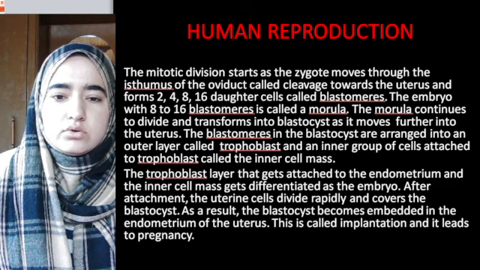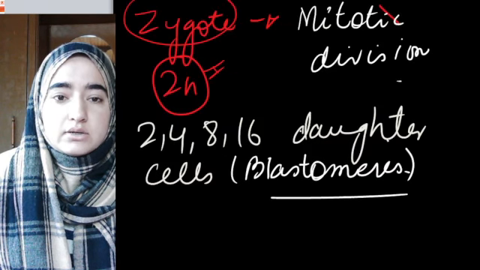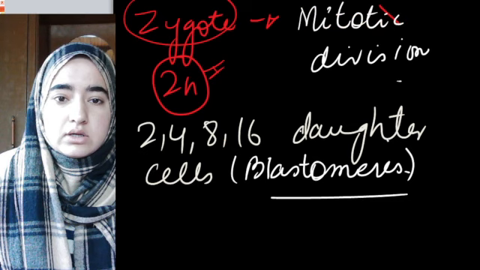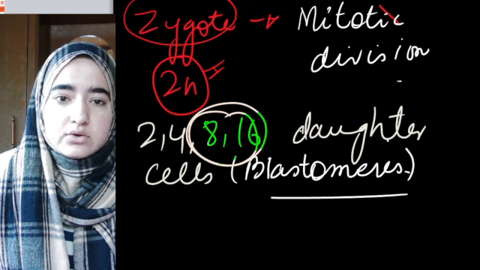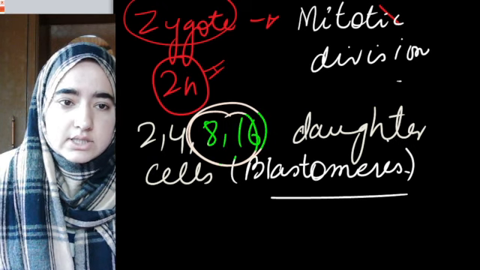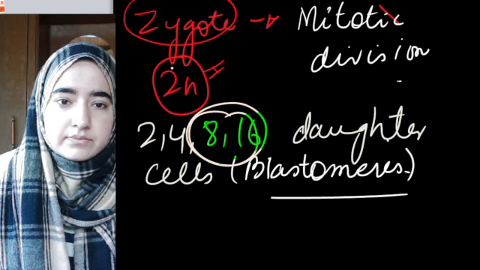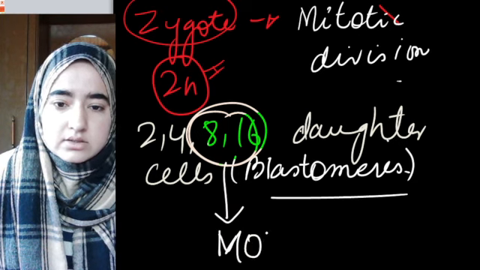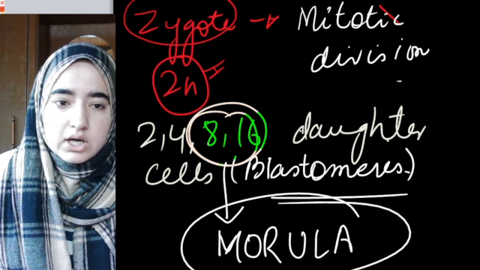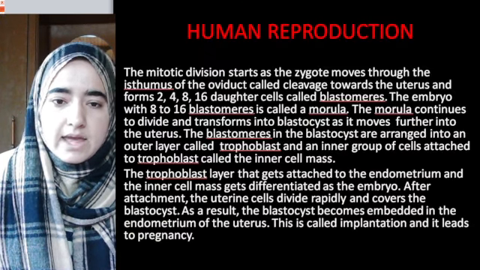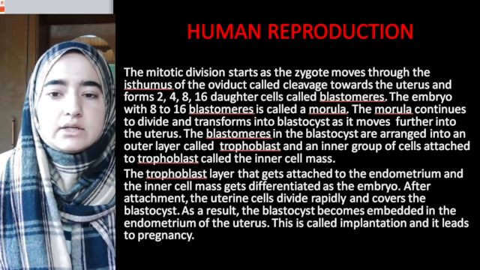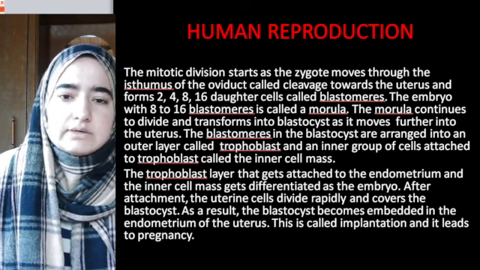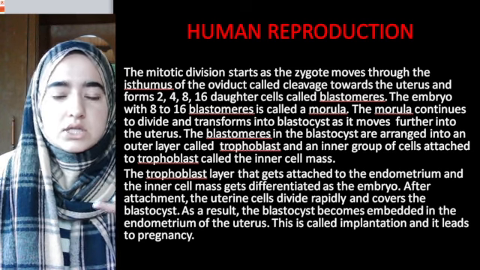After this, an embryo with 8 to 16 blastomeres, that is, 8 to 16 daughter cells, is known as a morula. Okay, I hope this concept is clear. And what happens? The morula will further divide. It won't stop. It will further divide, and it will soon get transformed into a blastocyst.